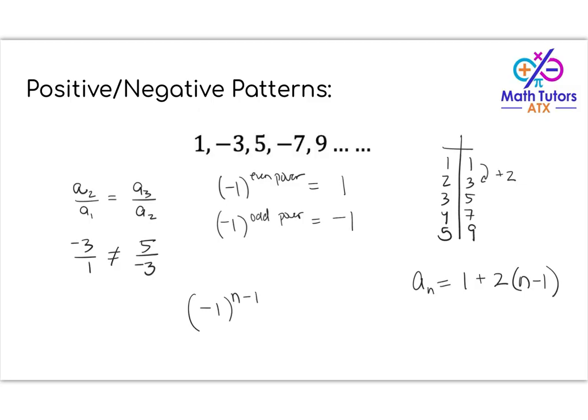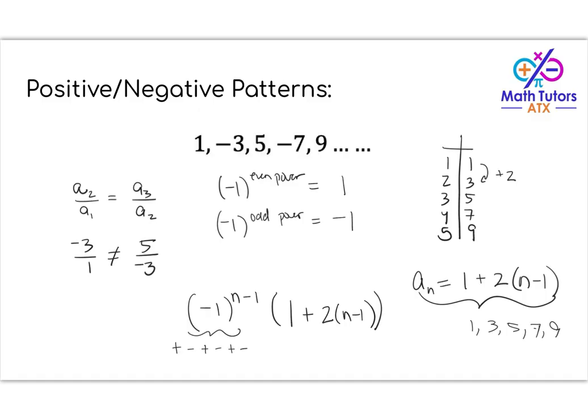Do you agree that now if I plug in the number 1, I get 0, and negative 1 to the 0 is positive 1? Great. What if I take that and multiply it by this other arithmetic pattern over here, the 1 plus 2 times n minus 1? So now this part over here takes care of the 1, 3, 5, 7, 9, going on, whereas this part here takes care of the positive, negative, positive, negative, positive, negative. Ooh, yeah, let's check and see if this works now.